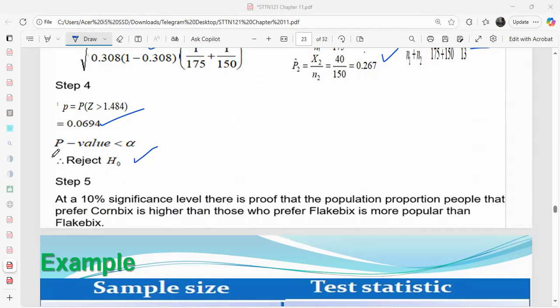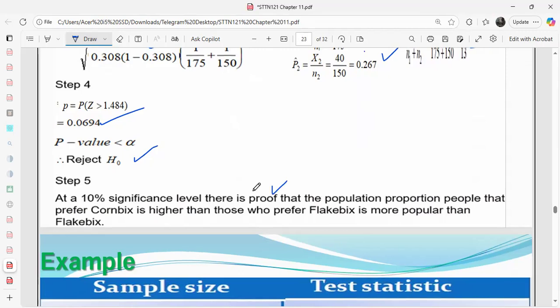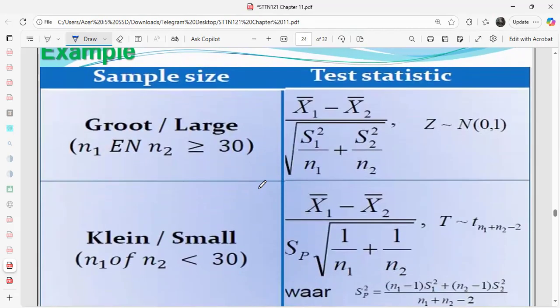Then step number 5, you make a decision or draw conclusions. Since we reject, it means that we are agreeing with the statement that the corn beaks is higher than those who prefer the flake beaks, which is more popular than the flake beaks. That will be your conclusion. So that's how you answer questions that are based on hypothesis testing for two populations.